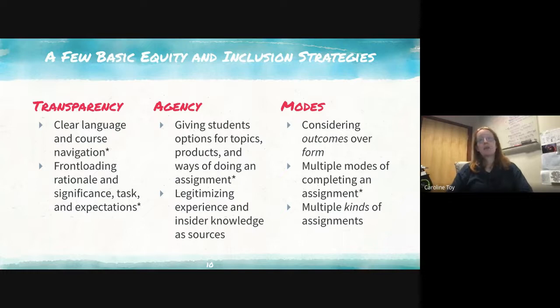The last thing I want to put out on this slide is that some of these have stars, these sub-strategies. And the reason for that is that those items are also helpful for accessibility. So as you think more about designing for DEI, you're going to notice over your process of thinking about this that strategies that serve DEI also often serve universal design for learning in terms of making things more accessible.